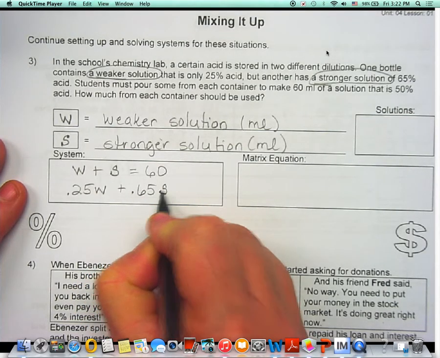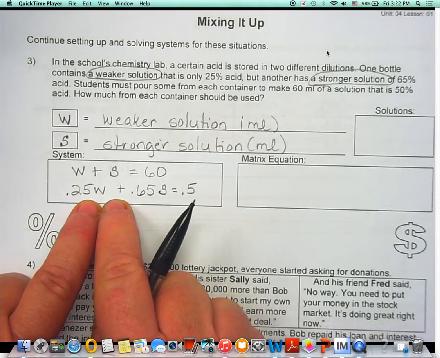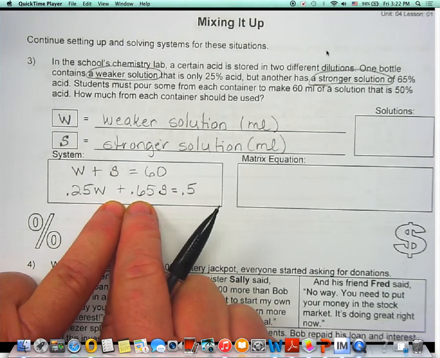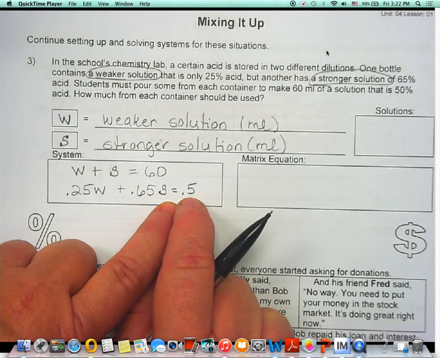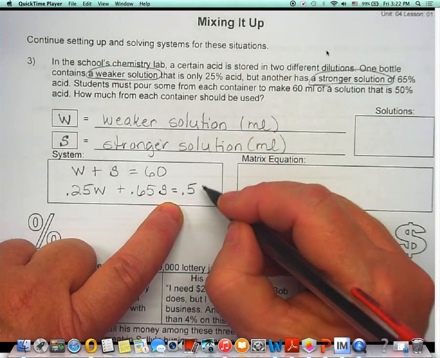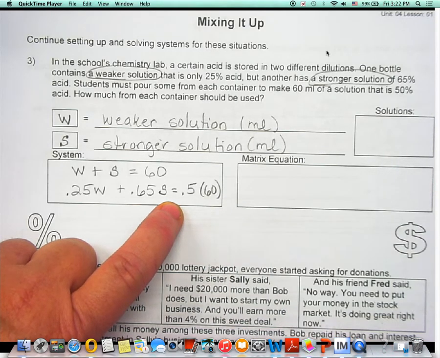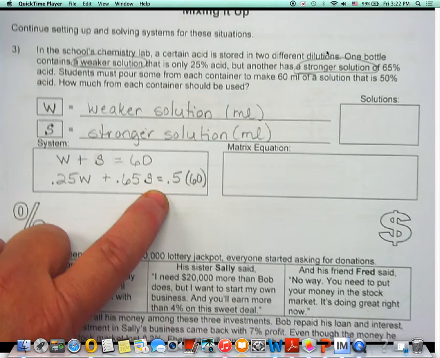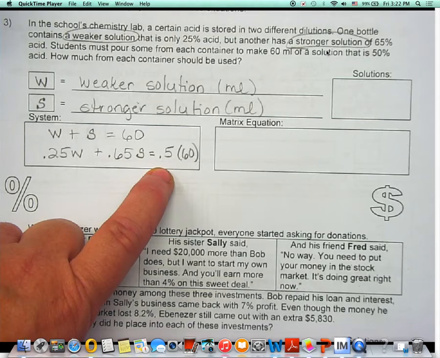Equals... now notice how we have 0.25 times the milliliters of the weaker plus 0.65 times the milliliters of the stronger. We have to have the same thing over here, 0.5 times the milliliters. This would be the total milliliters. That's why I wanted to do this one with you. This is the only one that's like this. The rest of them will be straightforward. This is a little tricky here.